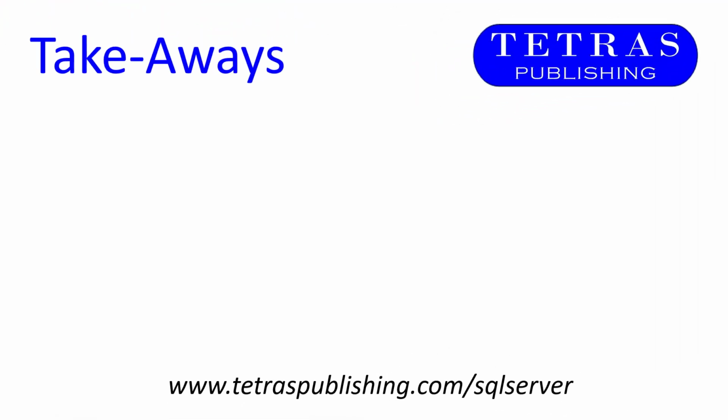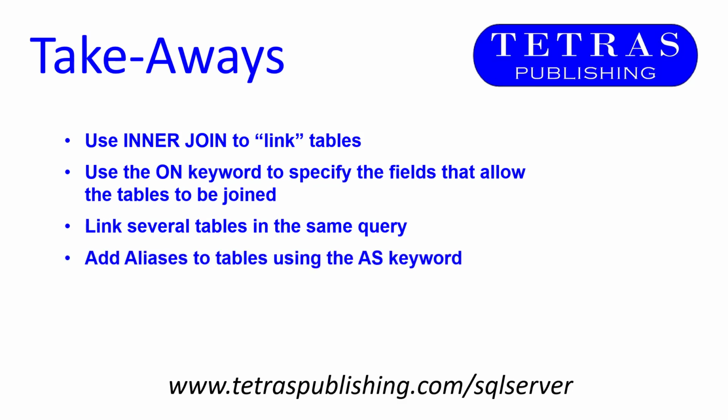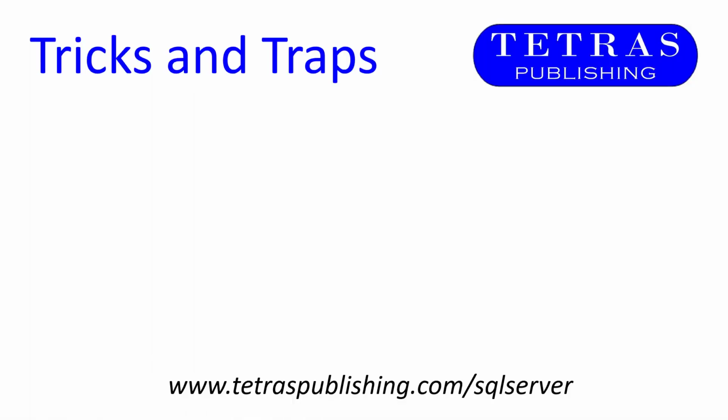Time to wrap up this video, so let's see the key points that you learnt. Firstly, inner join to link tables, extended by the on keyword to say which field or fields are used. The fact that you can use multiple inner joins and multiple on keywords means that you can extend your queries to cover many tables and many link fields. And of course, to make them easier to read, you can use aliases instead of full table names in much of the query. Here are a few tricks and traps to take away.